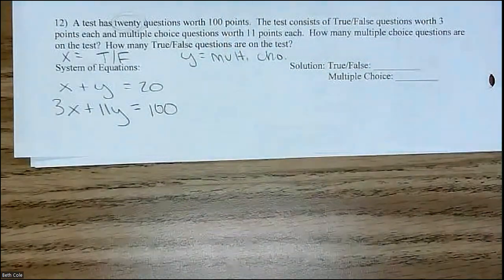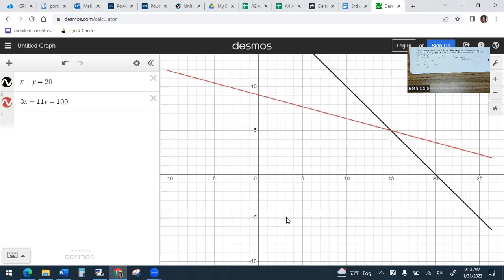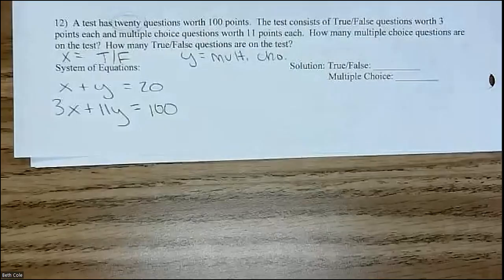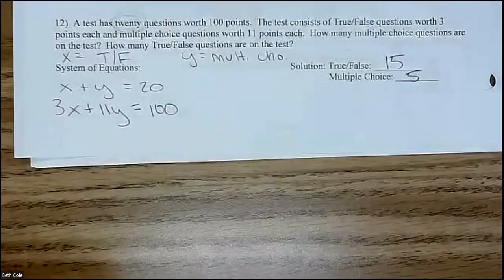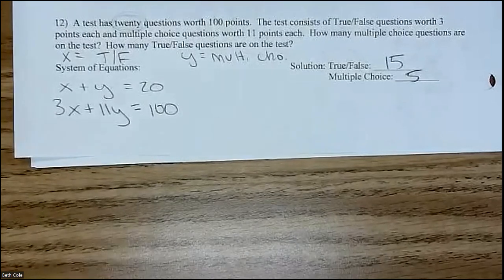Are you guys looking here? I'm going to just type these in. X plus y equals 20. And then what did we say? 3x plus 11y equals 100. Now, there it is. 15, 5. This is why you write down what x and y are. X is the 15, y is the 5. So true, false, 15, multiple choice, 5. So there's only 5 multiple choice questions that are worth 11 points each. I feel like that's going to be a not fun test to take.